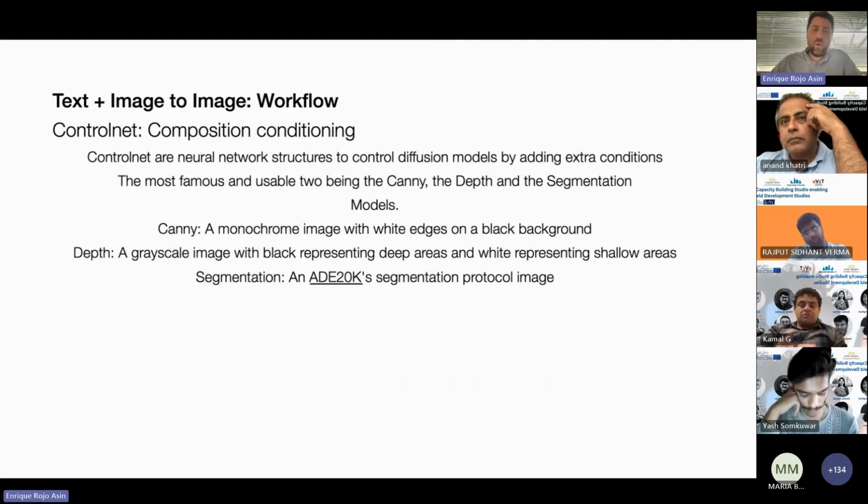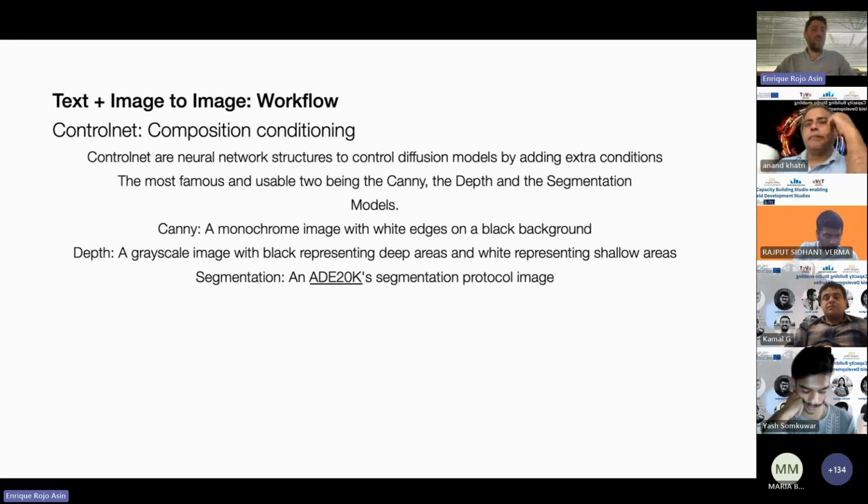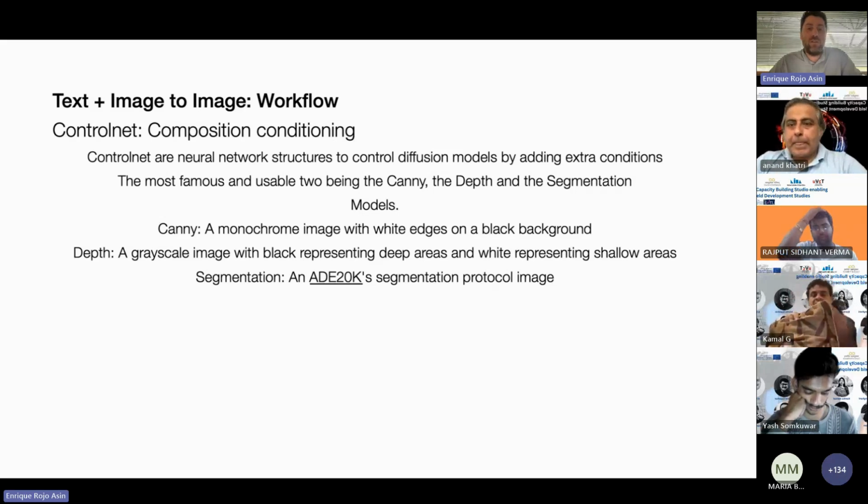Okay, so the other important part that we added to control even more our result in our workflow is ControlNet. ControlNet is composition conditioning. Obviously, just with these words, we know that we are refining the image even more, and we are once more in control. But ControlNets are neural network structures that control these diffusion models, and they add extra conditions. I think the ones that are more usable for architects and to produce images are the canny, the depth, and the segmentation models.